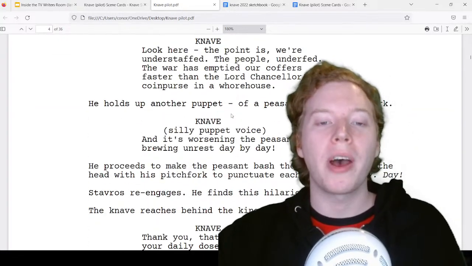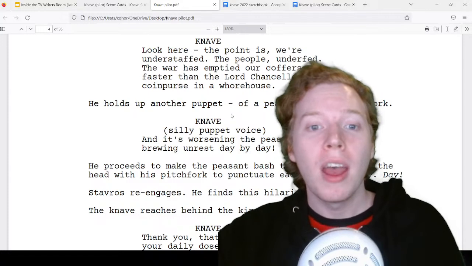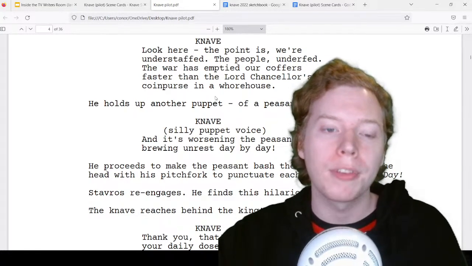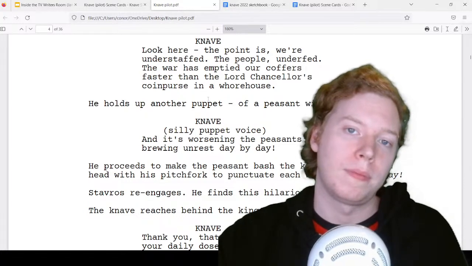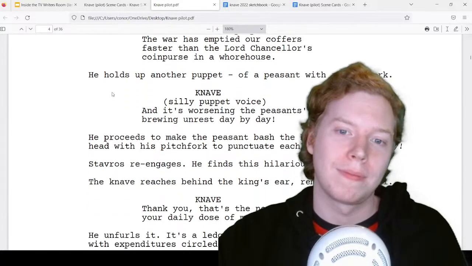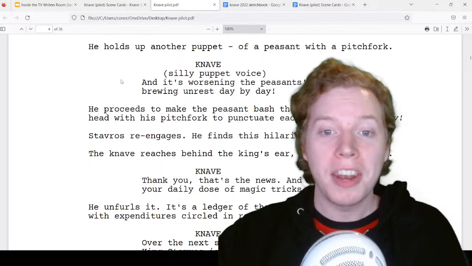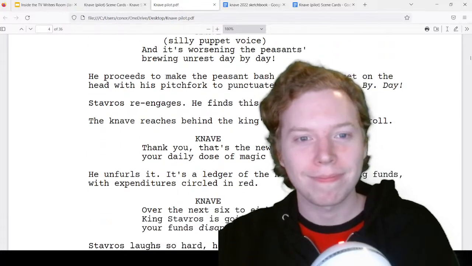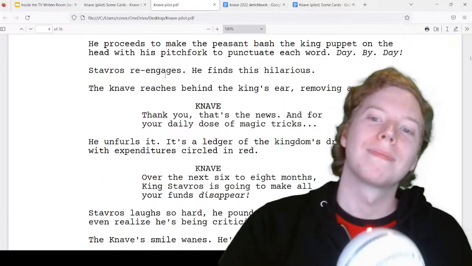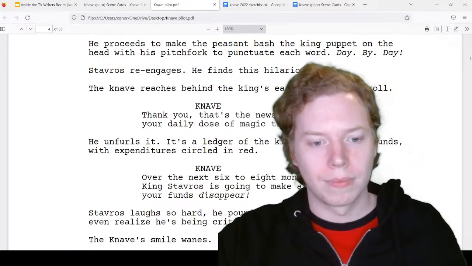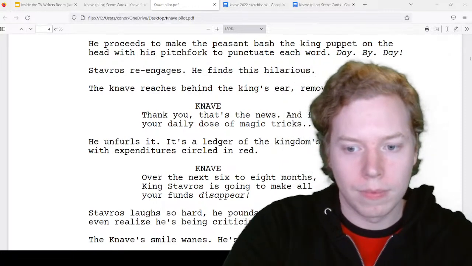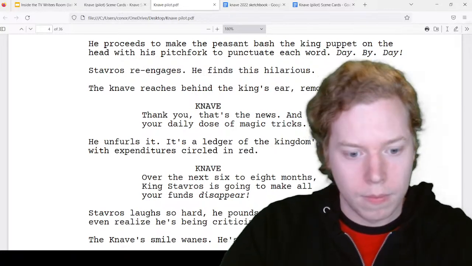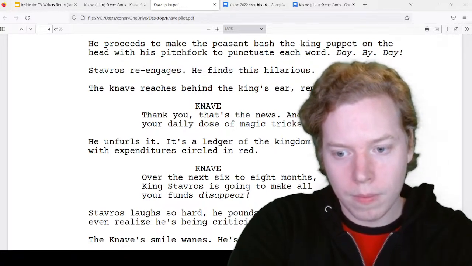Look here, the point is we're understaffed, the people underfed. The war has emptied our coffers faster than the Lord Chancellor's coin purse in a whorehouse. He holds up another puppet of a peasant with a pitchfork. And it's worsening the peasants, brewing unrest day by day. He proceeds to make the peasant bash the king puppet on the head with his pitchfork to punctuate each word. Stavros re-engages. He finds this hilarious. The knave reaches behind the king's ear, removing a scroll.